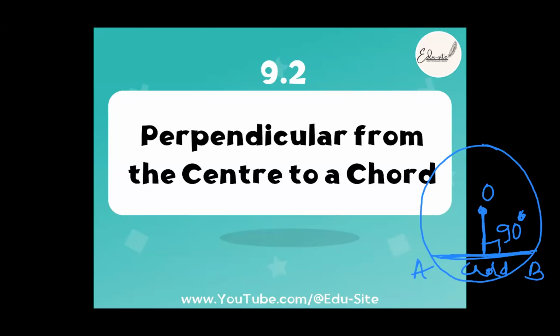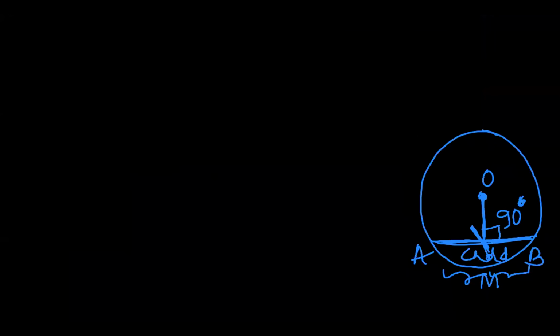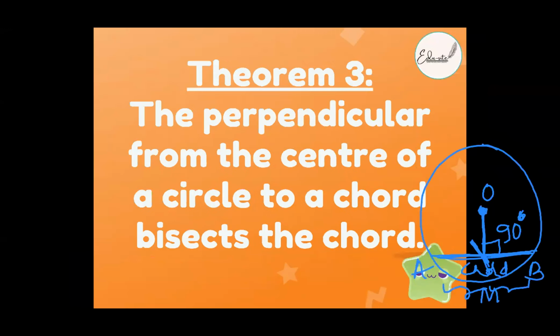What does bisects mean? It divides it into two equals. So this chord is divided into two equal sides. So this is theorem number 3. Theorem number 3 states that the perpendicular from the center of the circle to a chord bisects the chord. Bisects means it divides the chord into two equal parts. Understood? So this is theorem number 3.